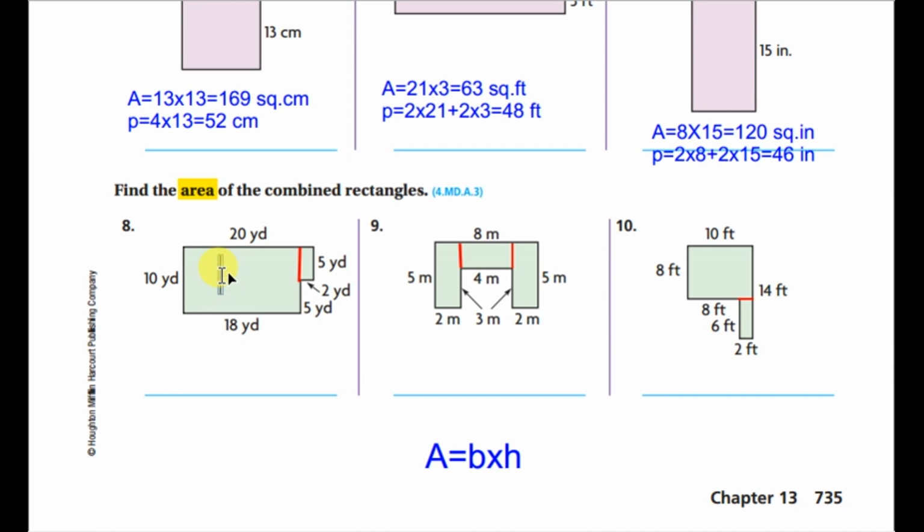This is area number 1. Let's find the area. So A1 equals B times H. What is the B here? It's 18. What is the H? The height is 10. So it is 18 times 10 equals, put the 0 and multiply 18 times 1 will be 18. So it will be 180, and the unit here is square yard.